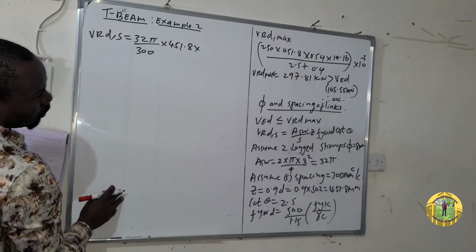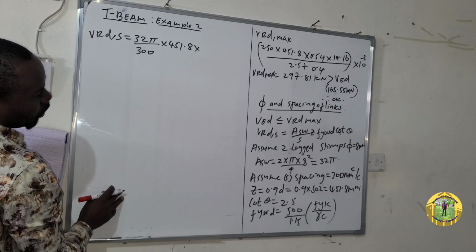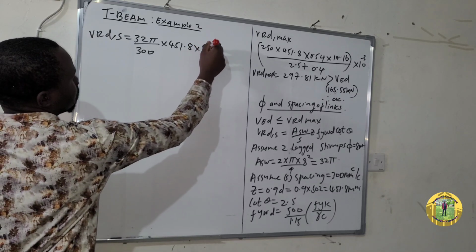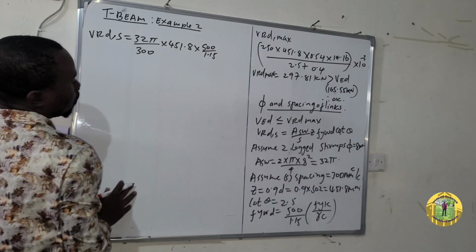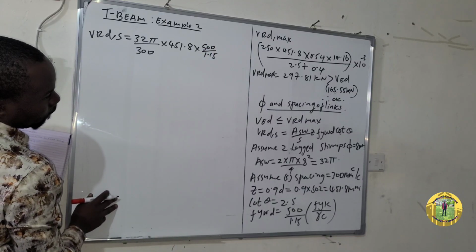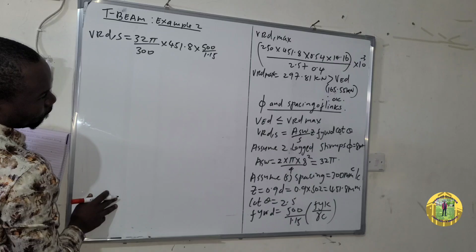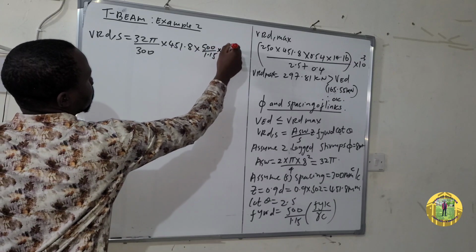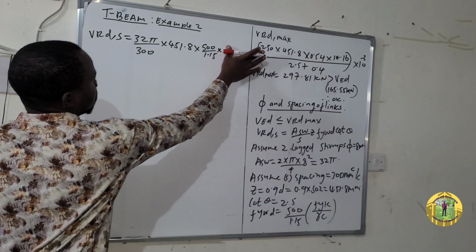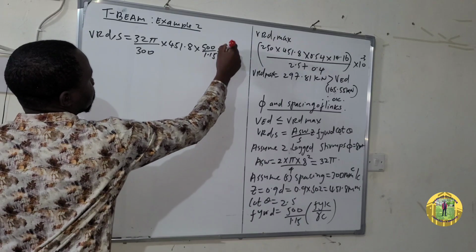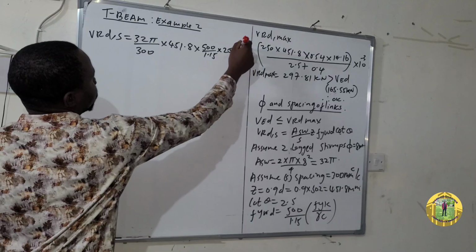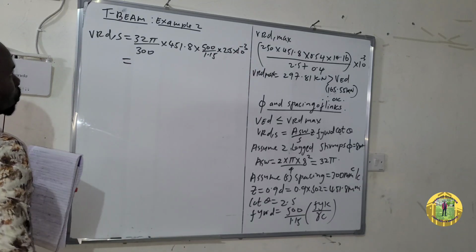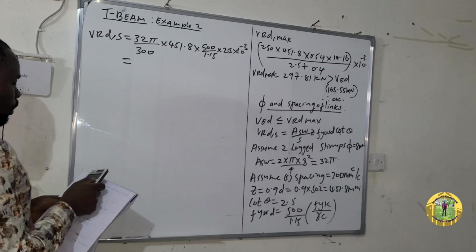then times FYWD is 500 over 1.15, then times 2.5, times 2.5, times 10 to the power of -3, so that you can change it from Newton to kilonewton. So let's carry out the operation.